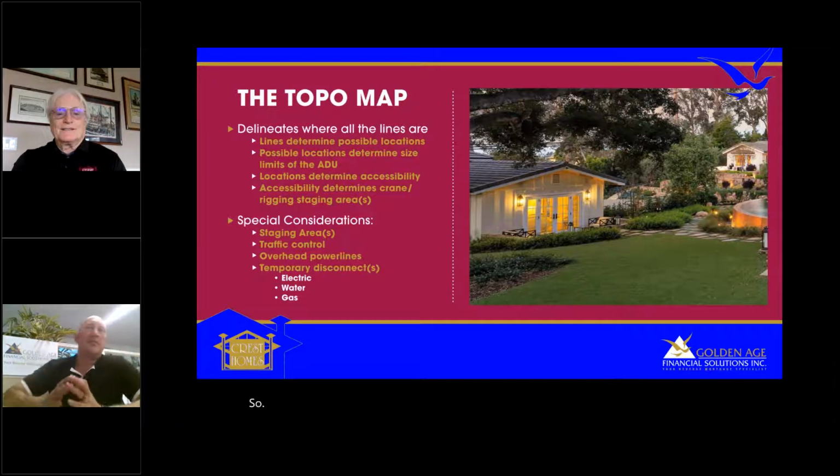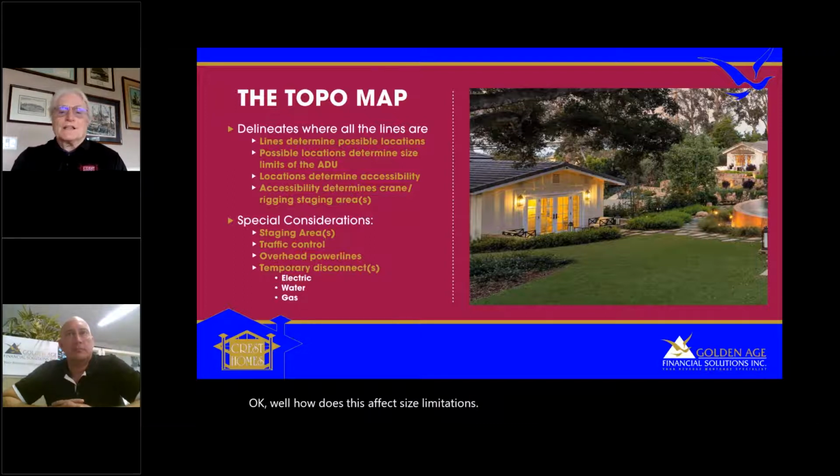Okay, well, how does this affect size limitations? Well, possible locations determine size limits of the ADU because of those setbacks. Now, if you have unlimited space, you don't have to worry about it. If you're on a large parcel of land, the sky's the limit. But you can only work with the space you have. Choosing a different location on the property will still have its own limitations regarding the setbacks. This can also limit the size of the ADU.